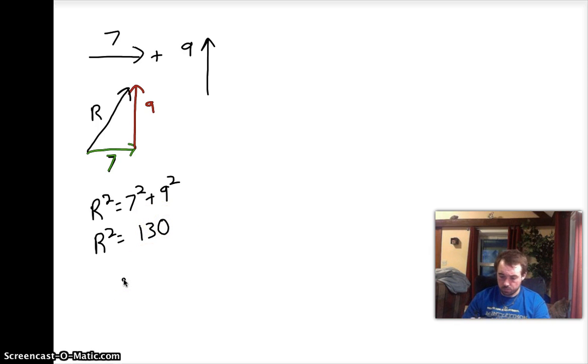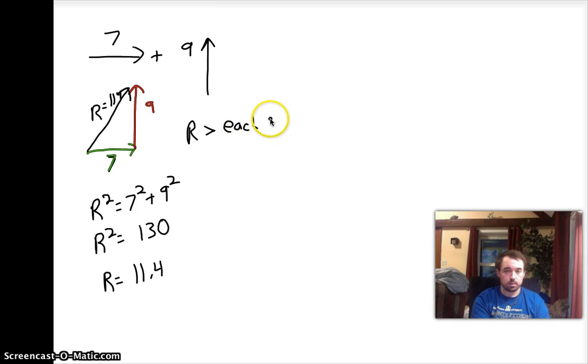And we want to take the square root. There it is. The square root of 130 is 11.4. So R equals 11.4, whatever the unit is. One thing to note, the R will always be greater than each of your sides. It'll always be greater than, or essentially equal, but that's kind of a boring one. R is greater than each leg. So 9 here is your highest, and 11.4 is bigger than 9. So we're good.